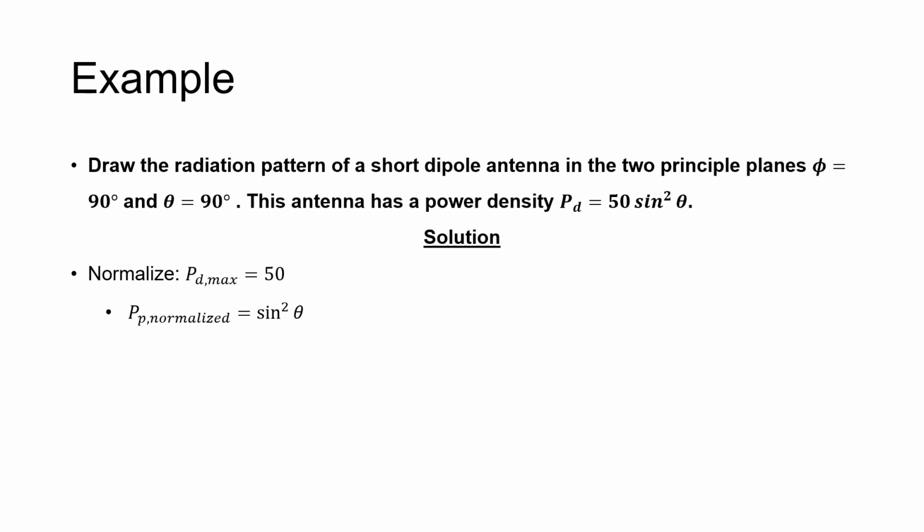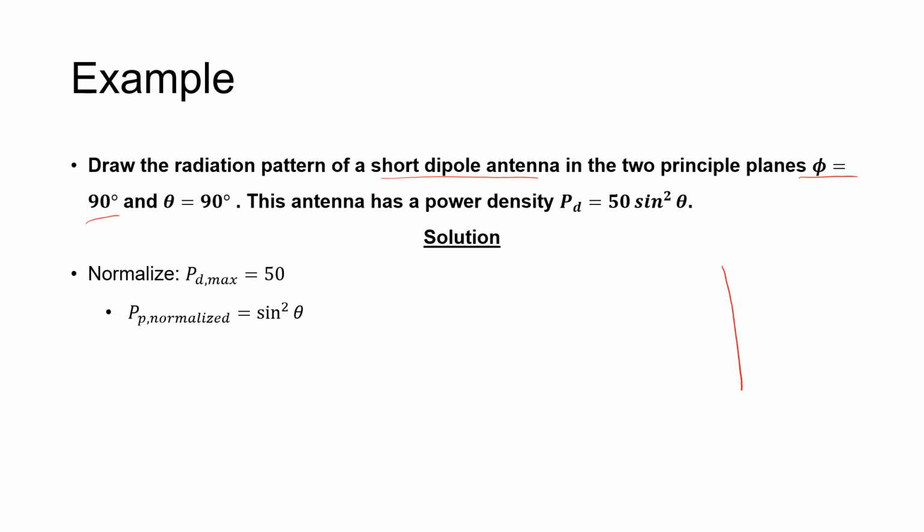I think the best way for this kind of explanation is to have an example. The example asks us to draw the radiation pattern of a short dipole. This is the first type of antenna which you will normally face in an antenna course. And in two principal planes, phi is equal to 90 and theta is equal to 90.